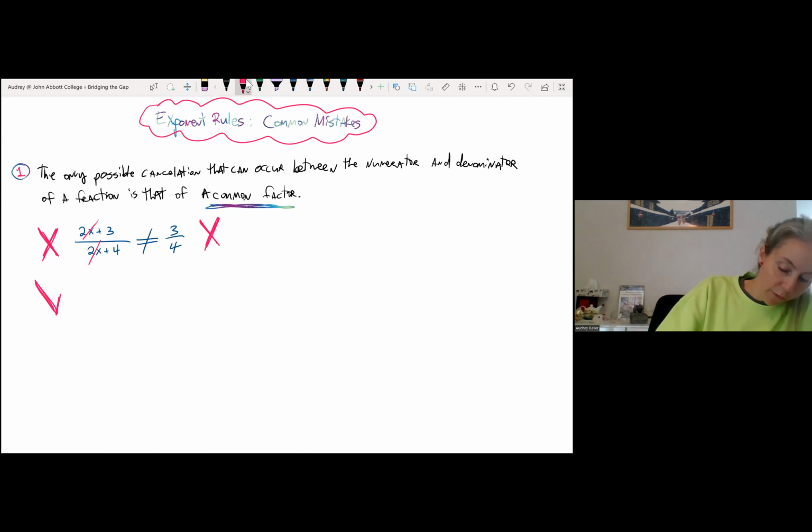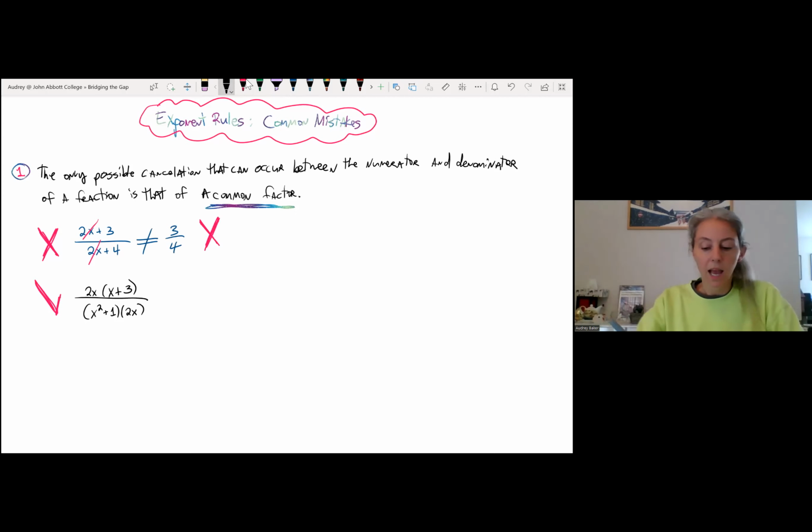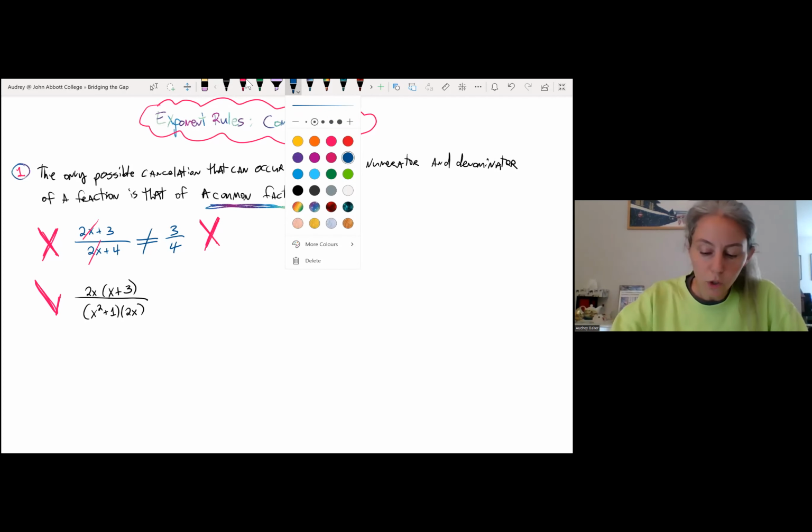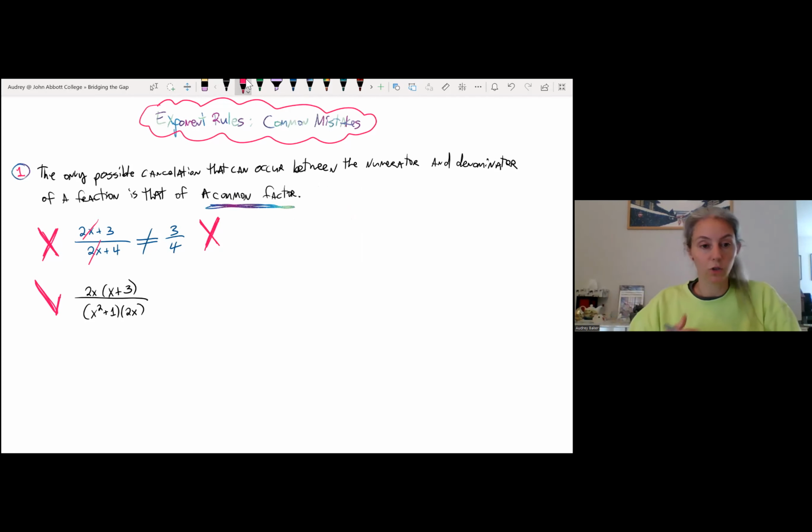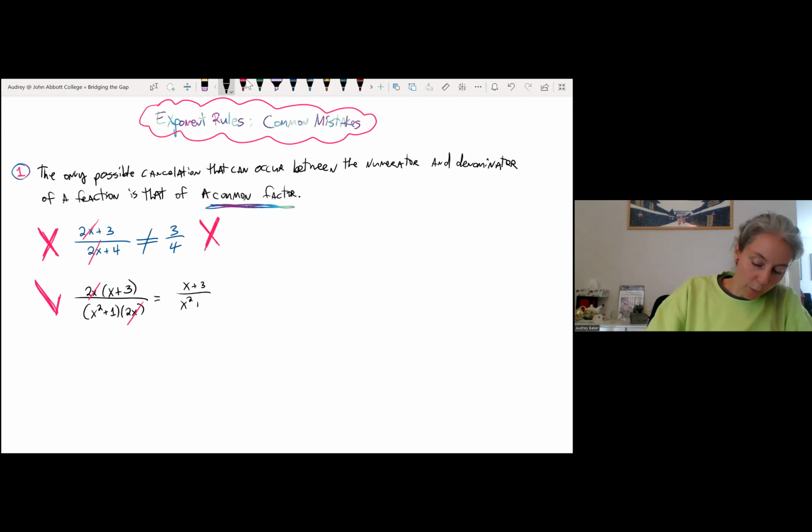However, if we want to find a common factor, that would be something like this. If I have 2x times x plus 3 over x squared plus 1 times 2x. In this case, those 2x's are common factors because it's 2x times x plus 3 and x squared plus 1 times 2x. That's all multiplication. So in this case, canceling those out is good. And this does equal x plus 3 over x squared plus 1.